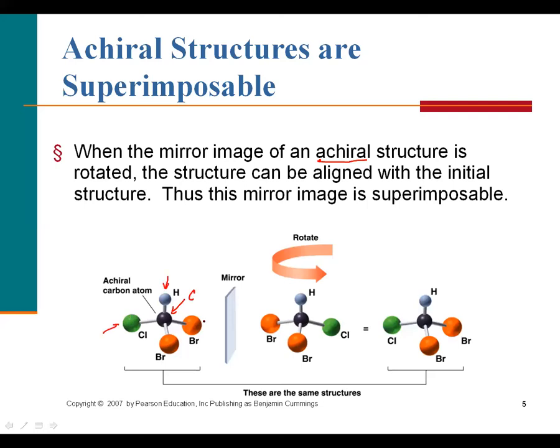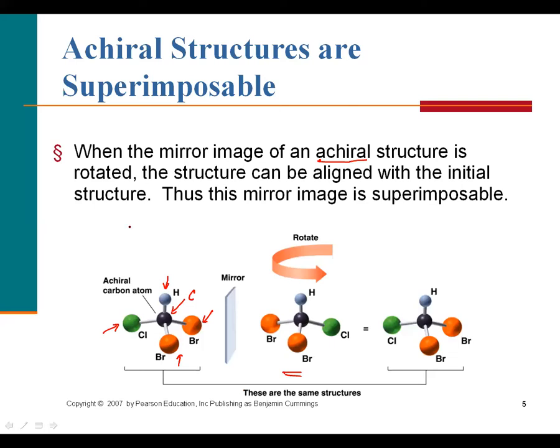But when we get over here, those two Brs are the same, which means we do not have four different groups attached. That means it is not a chiral molecule. It would be considered an achiral molecule. In this particular case, this would be our mirror image, and we can rotate it in such a way that it will perfectly fit on top of the original image.